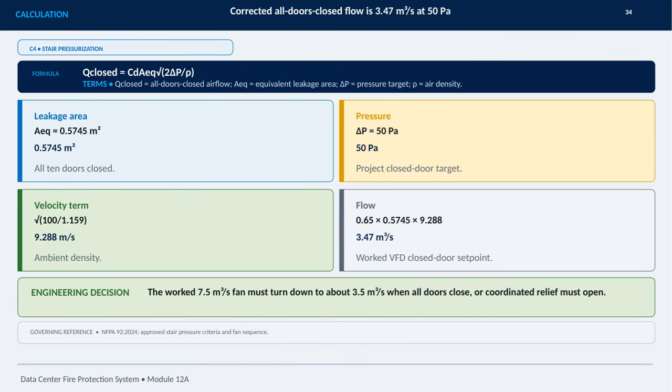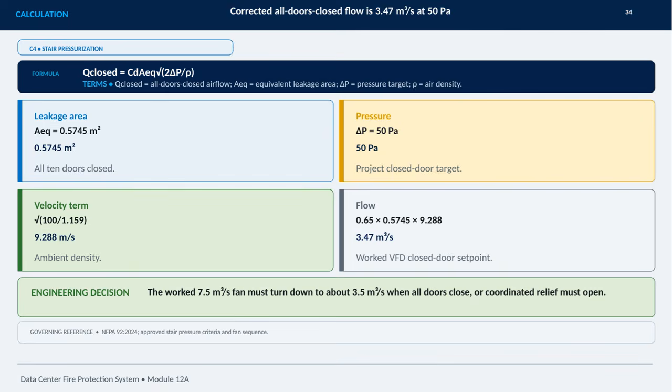This slide works through the all doors closed airflow calculation for the stair pressurization system. The governing relationship is Q closed equals the discharge coefficient, multiplied by the equivalent leakage area, multiplied by the square root of 2 times the pressure difference divided by air density. Here, the equivalent leakage area for all 10 doors closed is 0.5745 square meters, and the project's closed door pressure target is 50 pascals. Using the stated ambient air density, the velocity term evaluates to 9.288 meters per second.